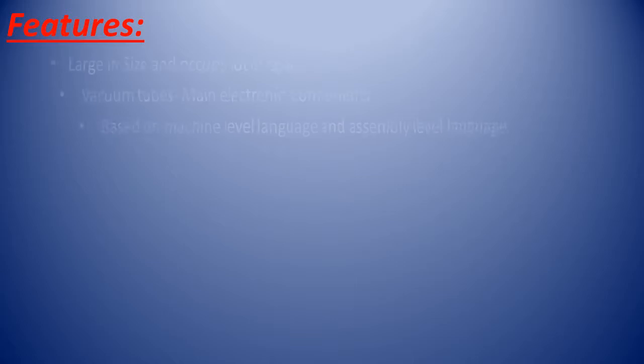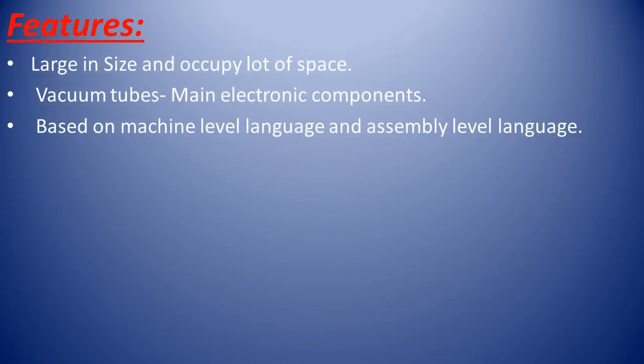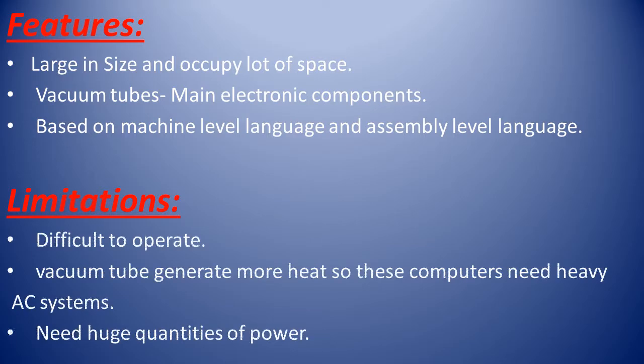Some of the features are: these computers were very large in size and occupied a lot of space. Vacuum tubes were the main electronic components used in these computers. These computers were based on machine level and assembly level language. Some of the limitations are: these computers were difficult to operate. They needed heavy air conditioned system because of the large amount of heat generated by the vacuum tubes. These computers also consumed huge quantity of power.